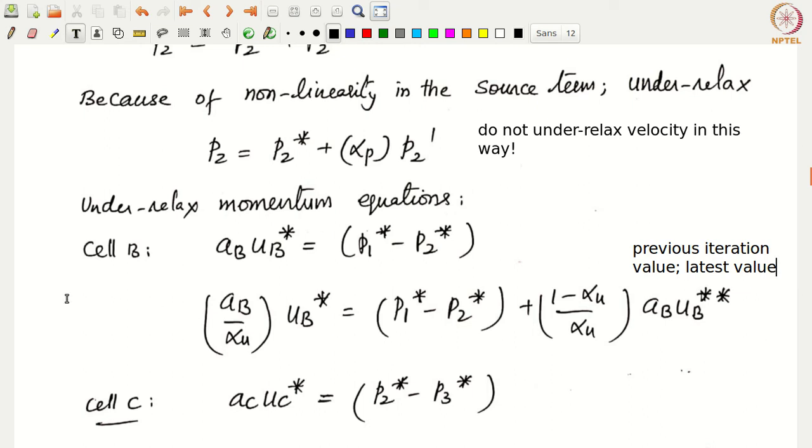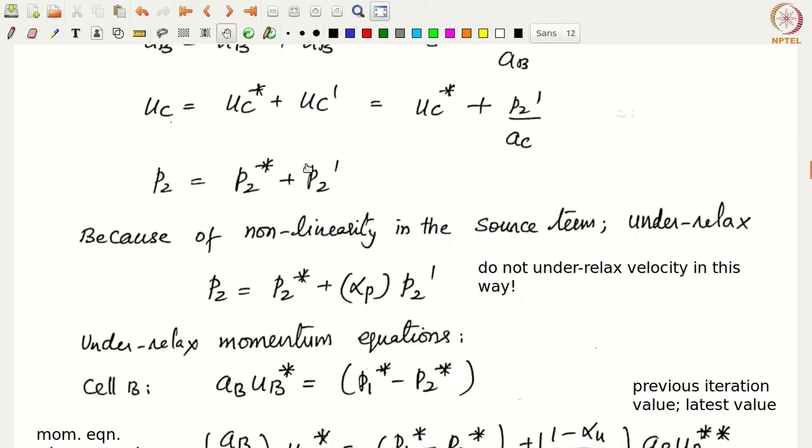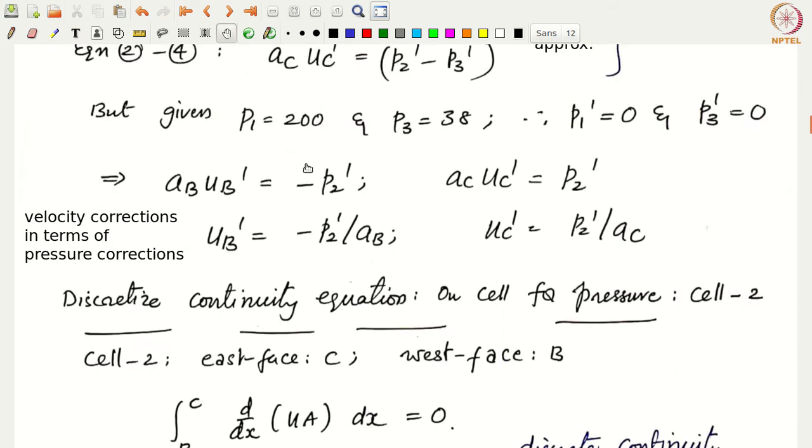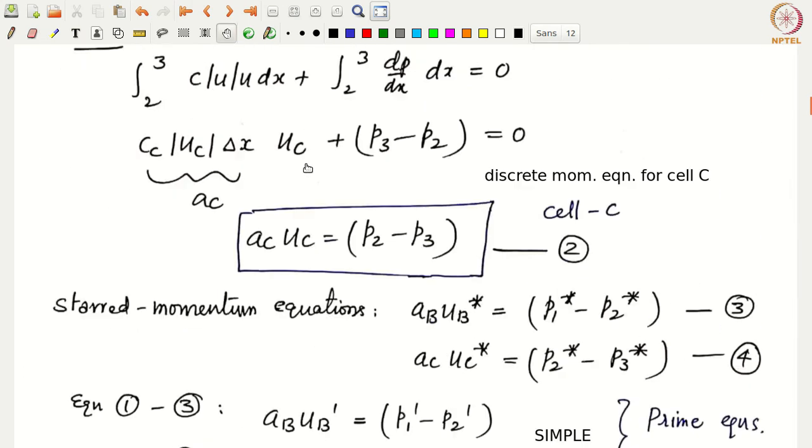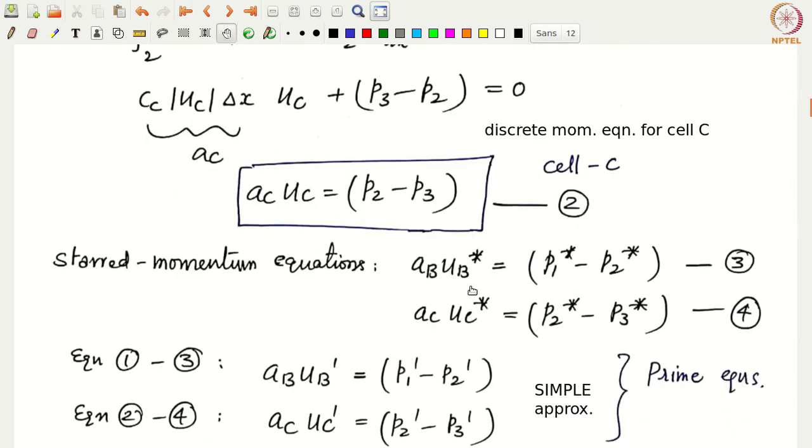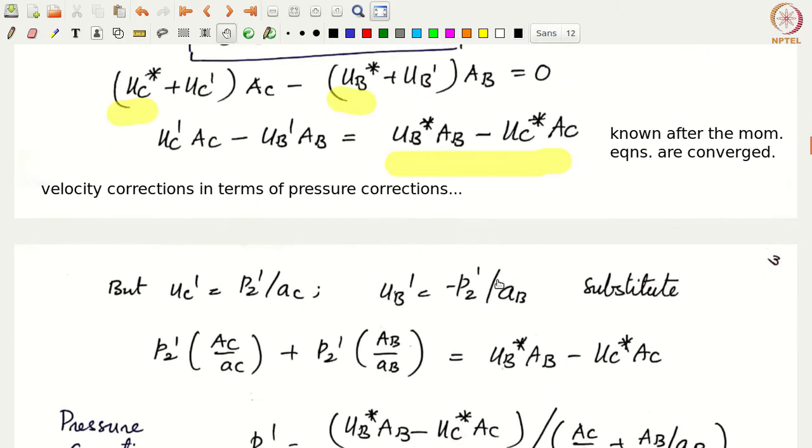So you would use this momentum equation when you solve for the cell B, because this is the under-relaxed equation, and you can take some value for alpha U as 0.8 or something. This under-relaxation is necessary because of the nonlinearity in the source term. That means you will use this equation instead of the equation we have written here. When you try to solve the star momentum equations, instead of 3 and 4 you would use the under-relaxed equation.